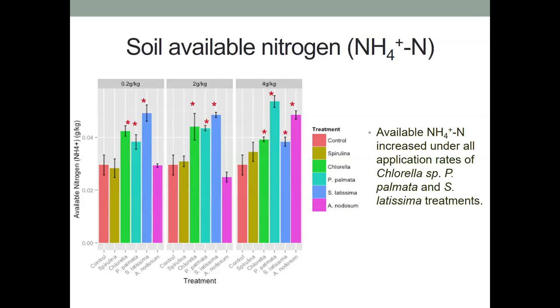For soil available nitrogen concentrations, it increased under chlorella, which is the microalgae, and two of the seaweed treatments, and that's under the three application rates, and these were significant, again, in comparison to the control. What was surprising was that the two seaweed treatments had comparatively lower concentrations of total nitrogen in their biomass. However, they were able to contribute significantly to soil ammonium concentrations. So this could be more due to the CN ratios rather than the total elemental nutrient composition.